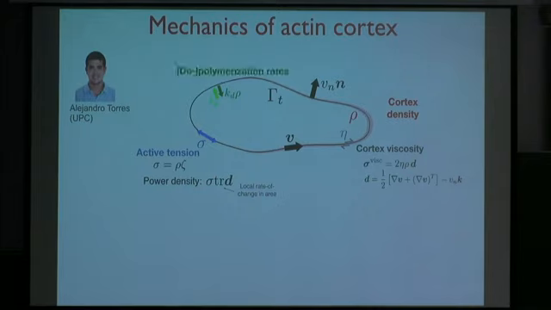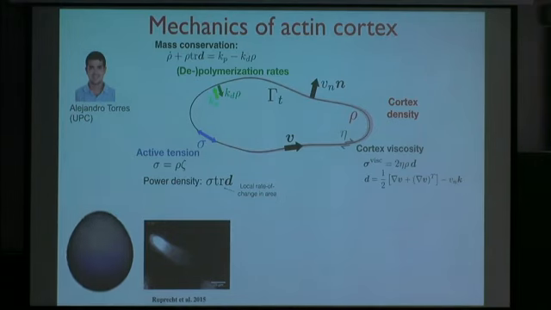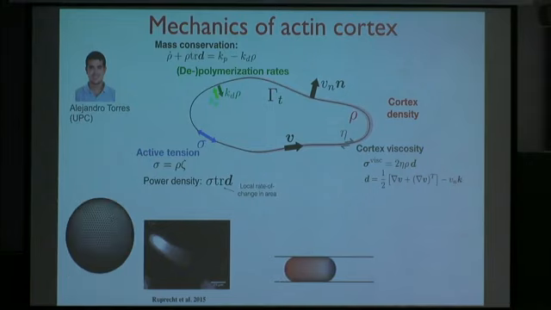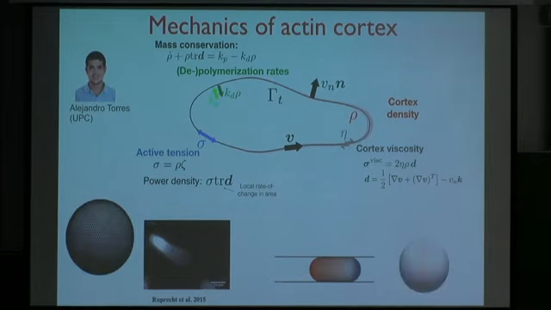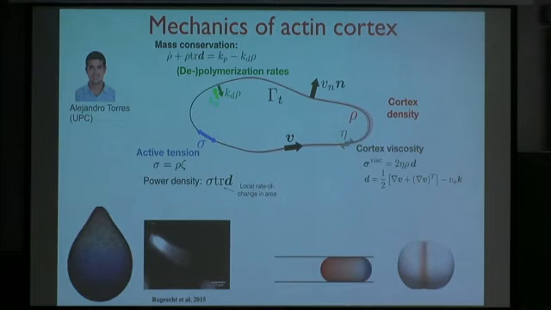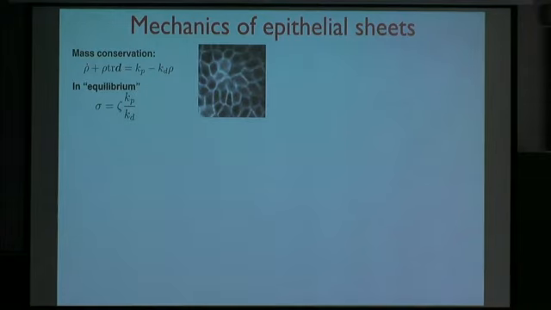And then you have this turnover that will be modeled with a polymerization rate that is constant, as polymerization happens at the membrane, and a depolymerization rate that is proportional to the amount of cortex, and then you have a mass conservation. So you put all these things together, and then you can understand the self-sustained polarization of cortices, which has been observed in experiments. This experimental movie is not playing, and that can result in cell locomotion and also aspects of cell division. But let's go back to the mechanics of epithelial sheets.